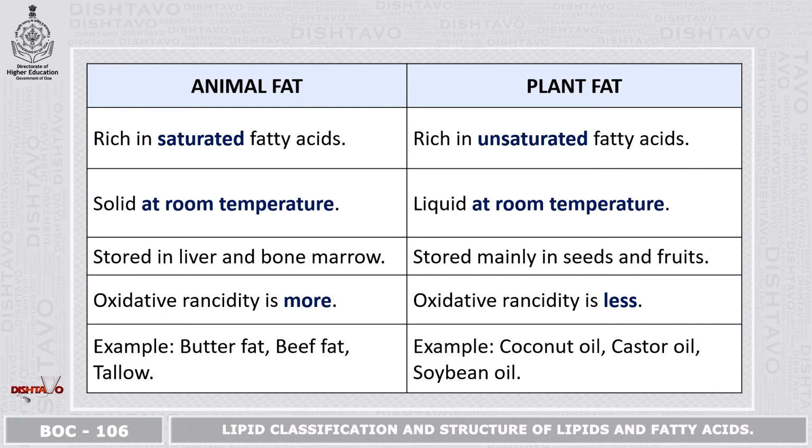Then let us see the difference between plant fat and animal fat. Animal fats, they are saturated. That means they will not have any double bond. Here only single bond will be present. Then in case of plant fats, they are unsaturated. Double bonds will be present. Animal fats are solid at room temperature. Plant fats, they are liquid at room temperature. Then animal fats are stored in the liver and the bone marrow. Plant fats are mainly stored in the seeds and the fruits. Oxidative rancidity is more here. Here it is less. Examples to cite under animal fats: butter fat, beef fat. Under plant fats we have coconut oil, we have castor oil.